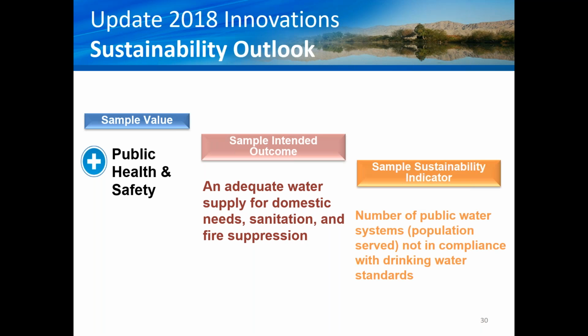But to understand how we're doing, we will need an indicator, something like the number of public water systems that are out of compliance. And we have put together a tool we call the Sustainability Outlook. It's described in great detail in the supporting documents in the water plan. It includes the 4 values, about a dozen outcomes, and 3 dozen indicators.